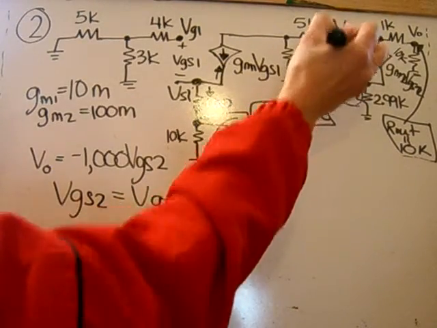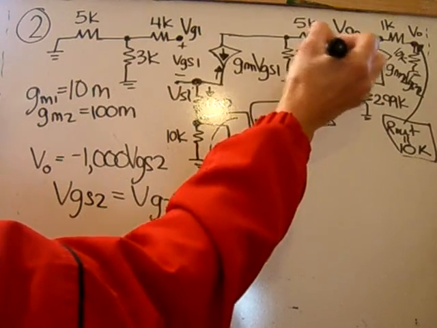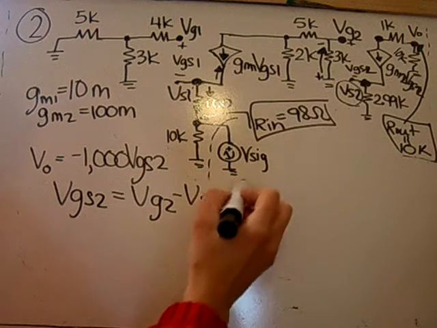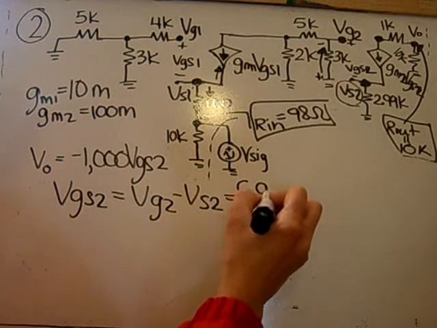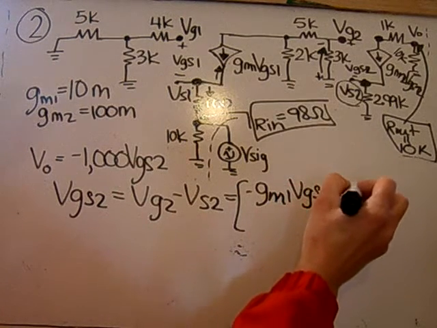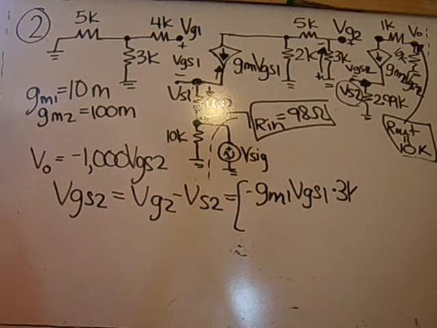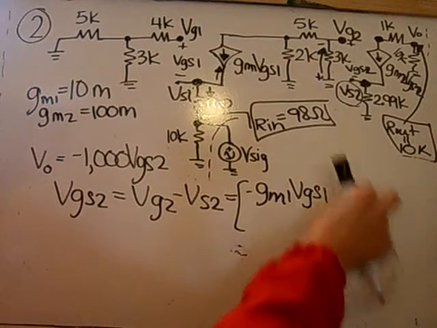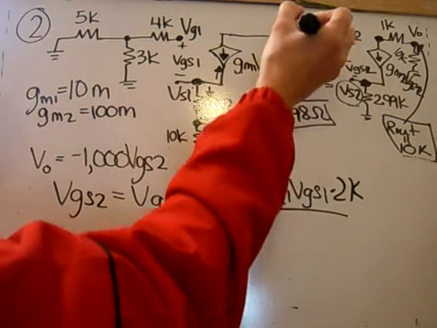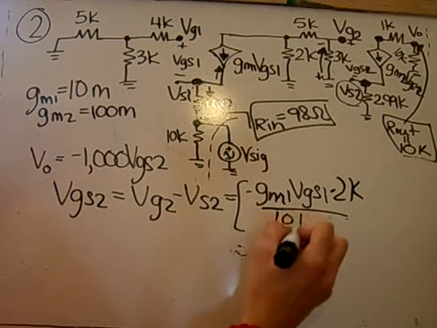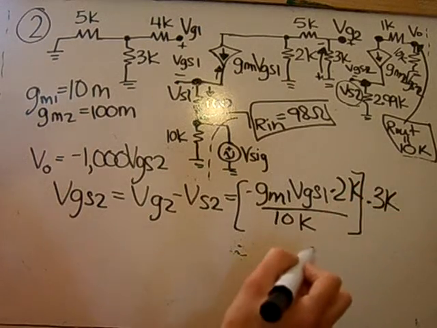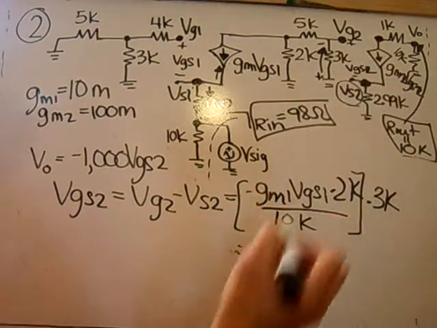VG2 is the node up here. If the current is found here, multiplied by the resistance 3K, that current is a minus GM1 VGS1 times 3K. Or sorry, the opposite branch would be 2K, all over the summation of everything, which would be 2K plus 8K, so 10K. Multiplied by 3K. So that's VG2.